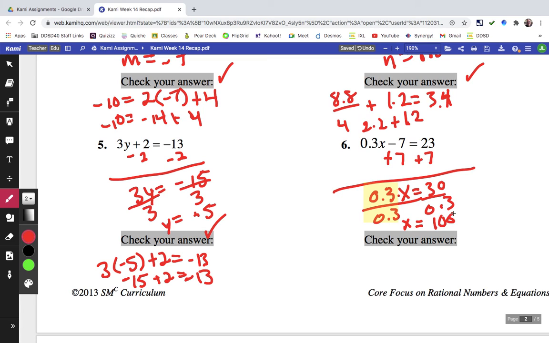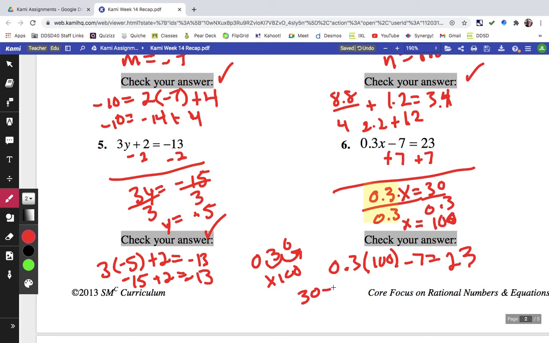30 divided by 0.3 is 100. So let's check it. 0.3 times 100 minus 7 should equal 23. So 0.3 times 100 means that we just take 0.3 and we move the decimal point twice. That is multiplying by 100. So that becomes 30. 30 minus 7 is 23. So this one checks out.